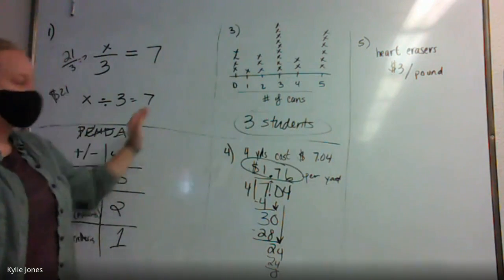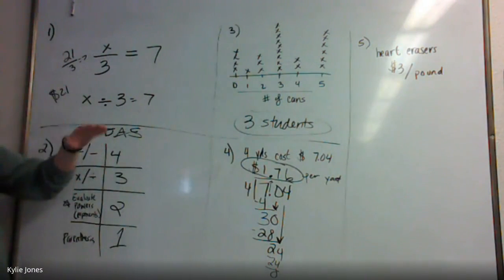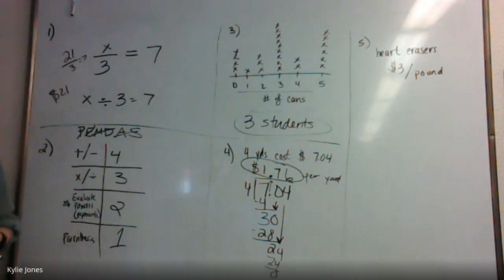Good. How are we doing so far? Good. Good. 12 feet. Maybe they're making a blanket. You never know.